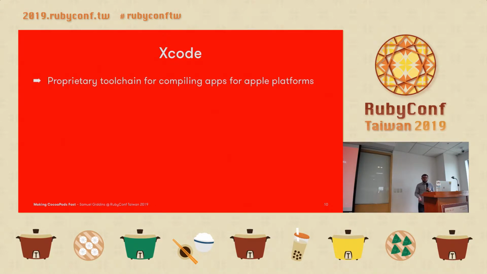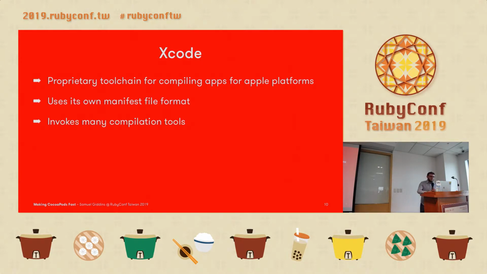For those of you who haven't, or for those of you lucky enough to have forgotten, it's Apple's proprietary toolchain for compiling apps and libraries. It uses its own manifest file format, which dates back to the early 1990s. Woohoo, plists, said nobody ever. And it invokes many, many compilation tools like Clang and swiftc and a bunch of esoteric ones that Apple has written and that crash like 1 out of every 50 times non-deterministically. I have statistics on this, I promise.